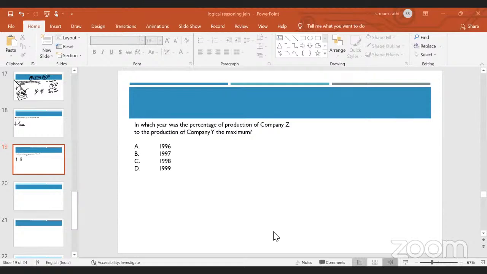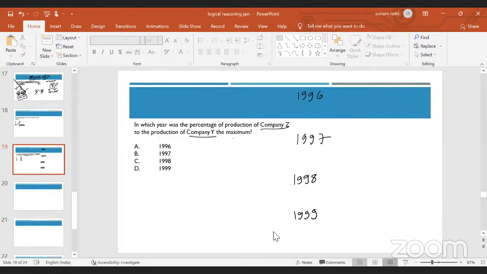In which year the percentage of production of company Z to the production of company Y is maximum? It means what we need to compare? Z and Y we need to compare. For which year? 1996, 1997, 1998, 1999.